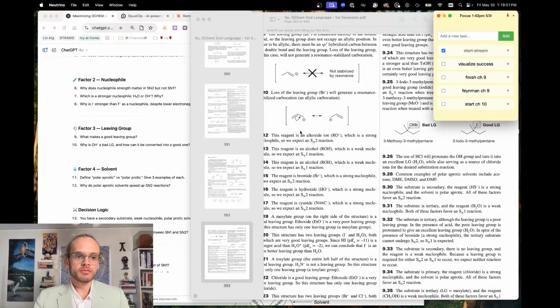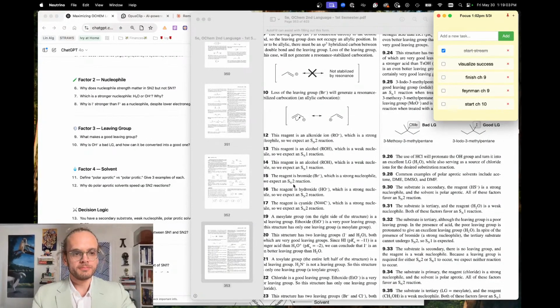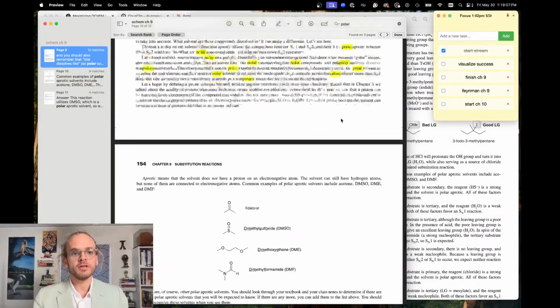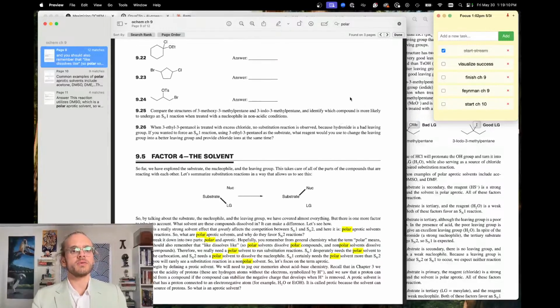So I'm gonna work on finishing chapter 9 today. I'm gonna get preview open here. Chapter 9. I was on this protic, aprotic stuff. I think I did read some of this. This is SN1, SN2 reactions, if I recall.